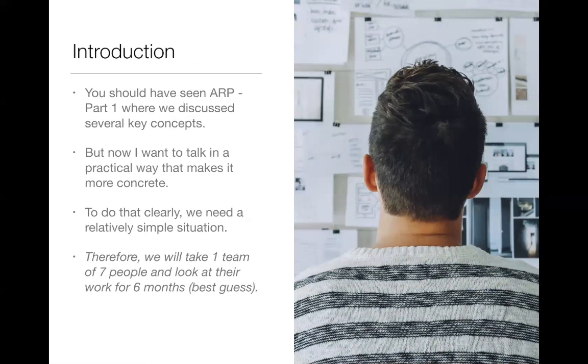So it's a bit more practical, a bit more concrete. And we think to do that well, it needs to be a relatively simple situation. We kind of discussed this last time. So we're looking at one team of about 7 people, but at least 7 in my mind. And we're looking at their work for the next 6 months, at least as best we can guess that amount of time at this point. Later on, after having done the day, we'll have a much better guess. But at the beginning of the day, it feels like about 6 months worth of work, at least in somebody's opinion we respect.